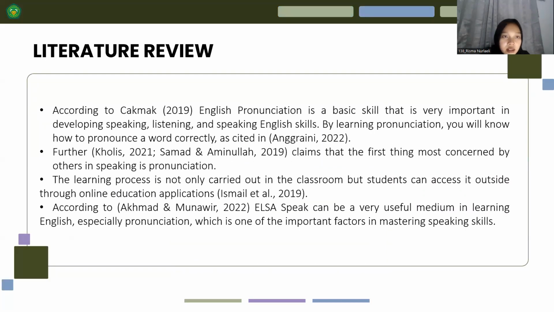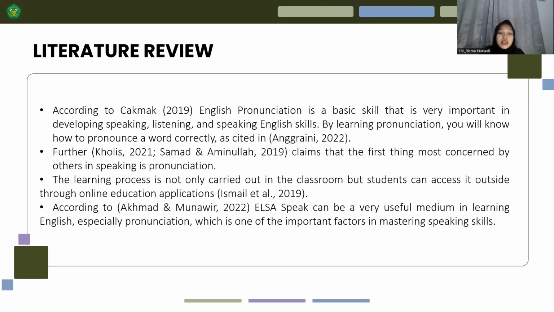The next is the literature review. According to Chakmak 2019, English pronunciation is a basic skill that is very important in developing listening and speaking English skills. By learning pronunciation, we will know how to pronounce a word correctly, as cited in Anggraini 2022. Hollis 2021, Samad and Aminullah 2019 claim that the first thing most concerned by others in speaking is pronunciation.